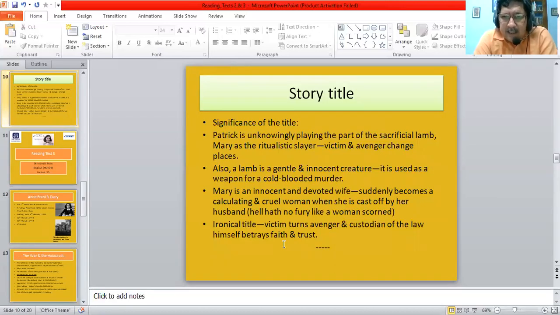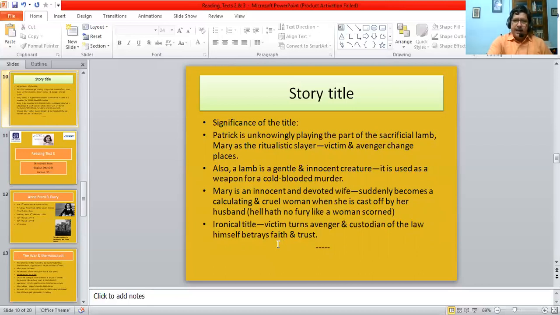The victim turns into an avenger, and the custodian of the law himself betrays the faith and trust that he owed to his wife. So the story is full of irony, black humor, and it is an extremely powerful story, giving us an insight into the psychology of a woman who started off as an innocent housewife but became something quite different.